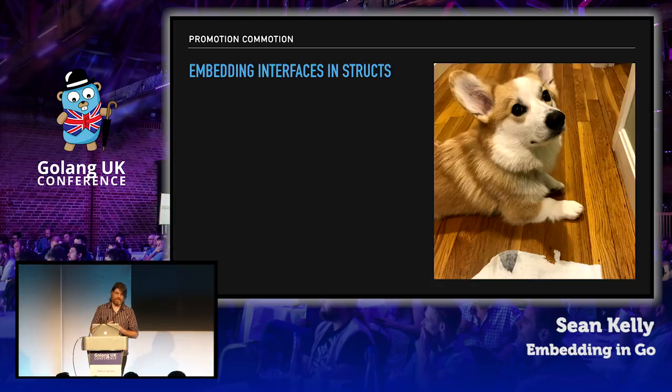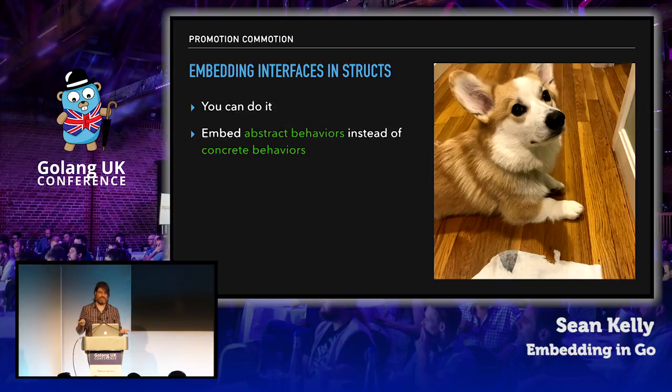The other thing is that you can embed interfaces in structs. You cannot embed structs in interfaces, but you can embed interfaces in structs. The question is, why would you want to do this? Honestly, you probably don't, but you can, and there is at least one valid reason I can think of, and that is that you want to embed abstract behavior and not concrete behavior.